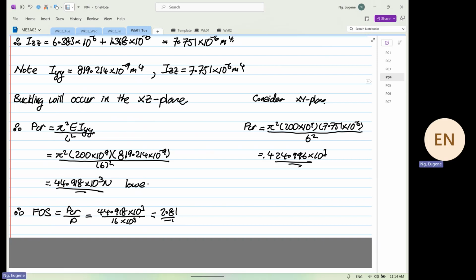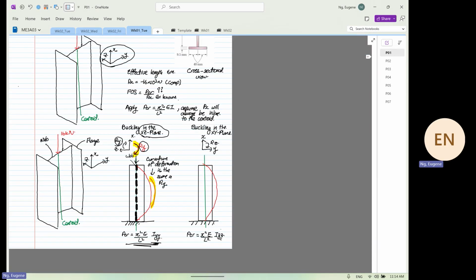So you pick the lower load. Or we pick the lower second moment of area. Okay, so at the end of the day, when buckling occurs, buckling will occur in this orientation like this. Okay, that is the orientation that will occur.